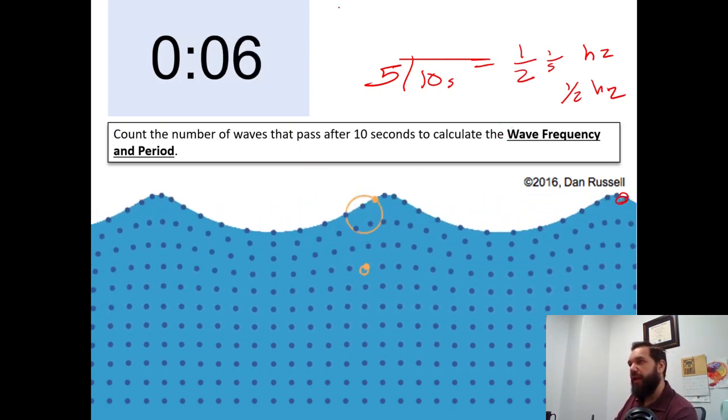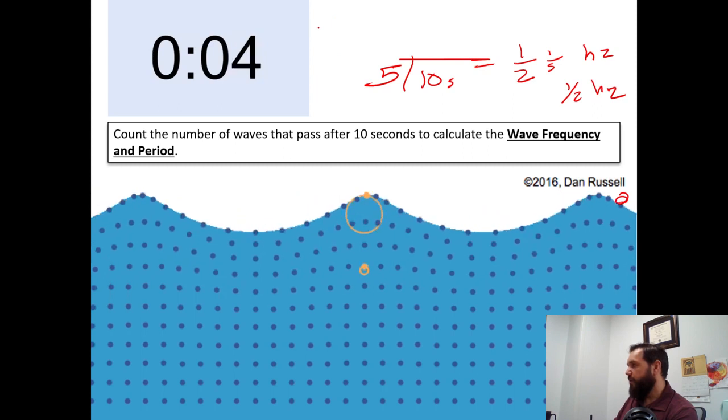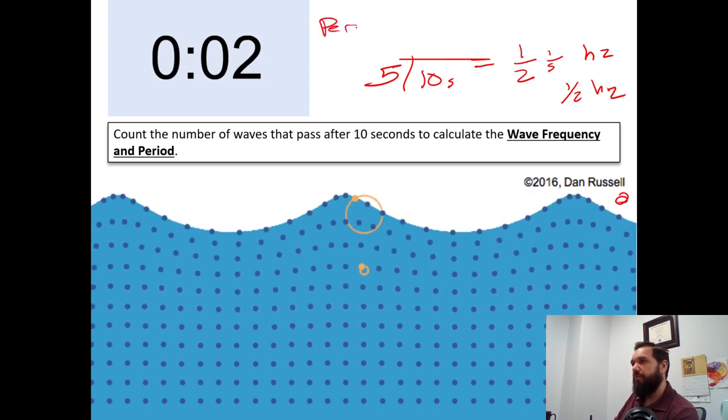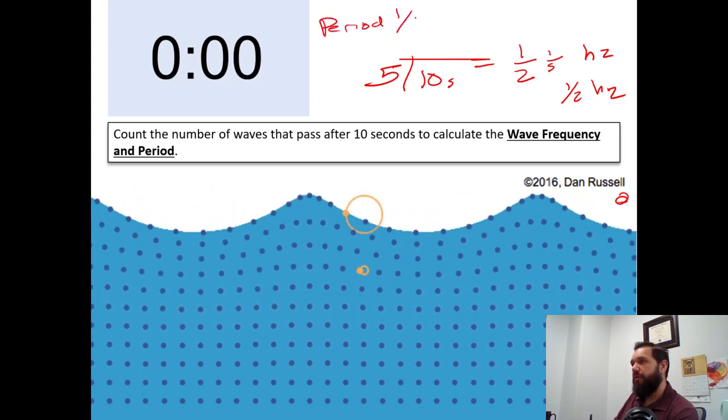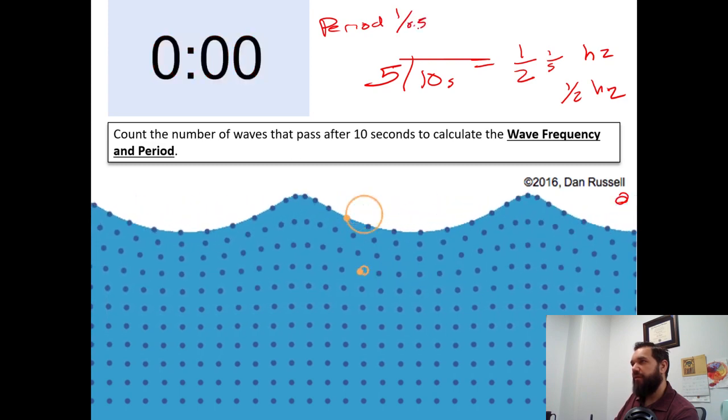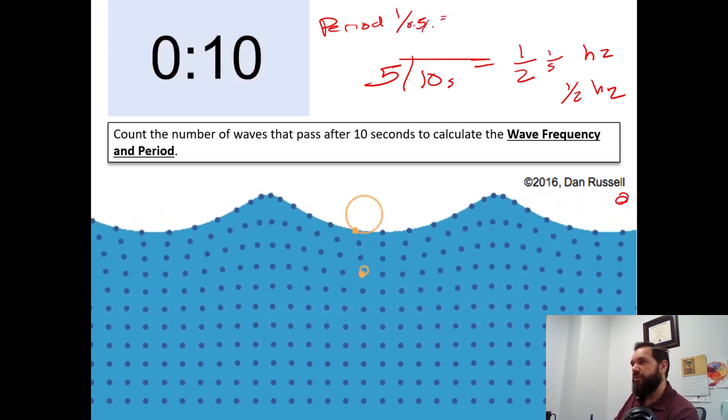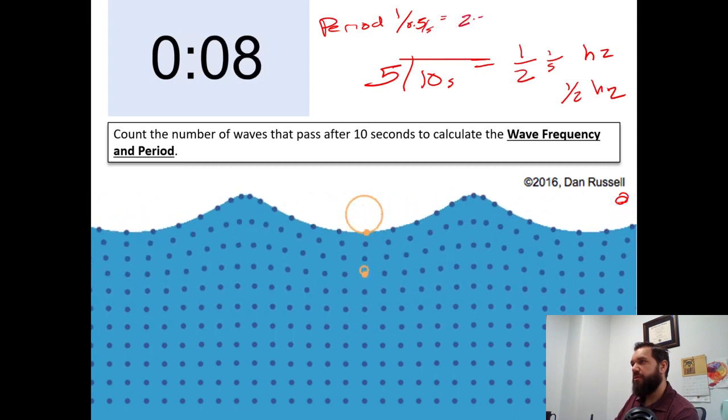Now, of course, how do you calculate the period? The period would be 1 over the frequency, which is 0.5. So that would be equal to 2 seconds.